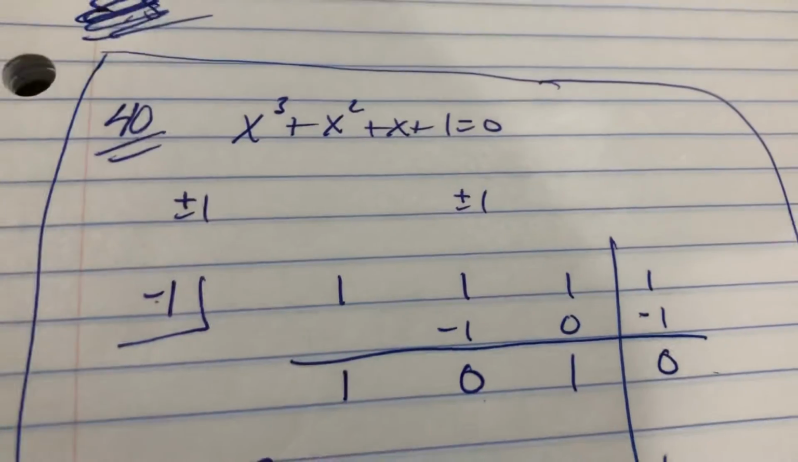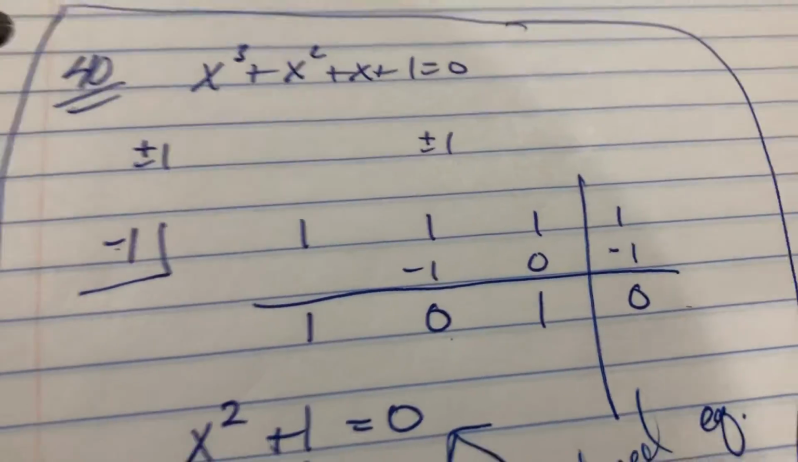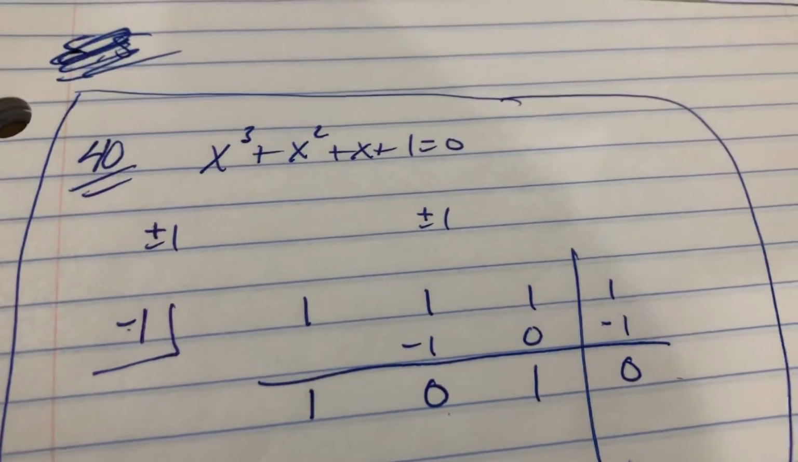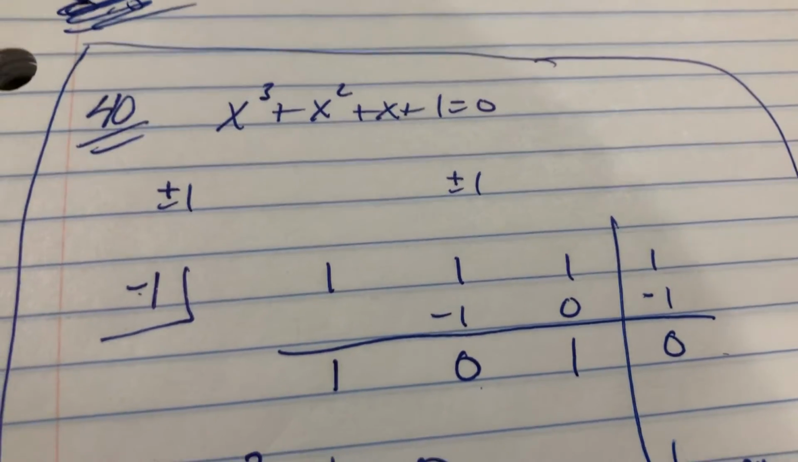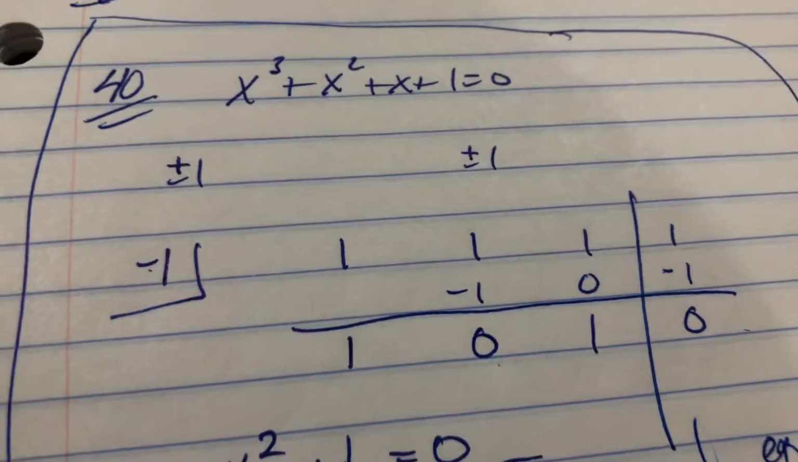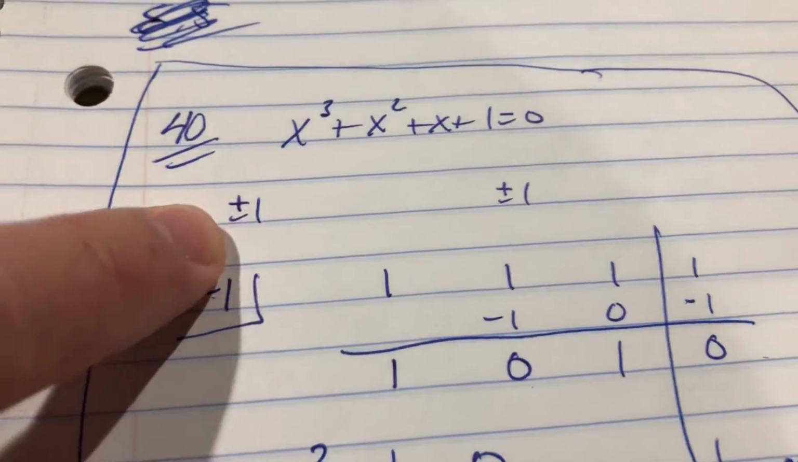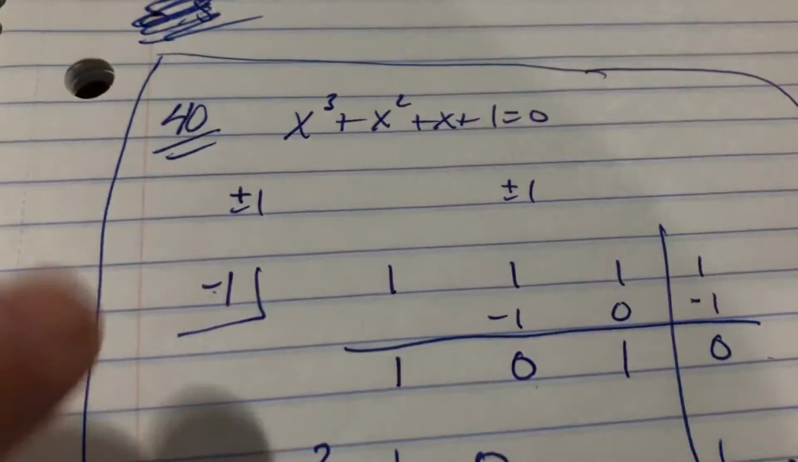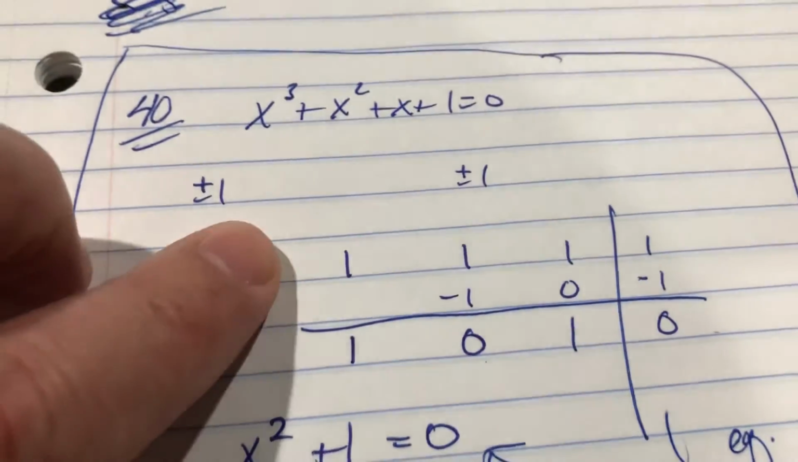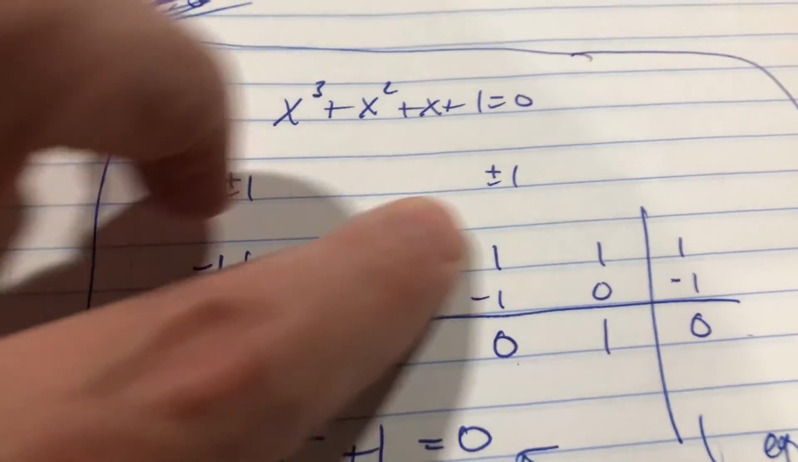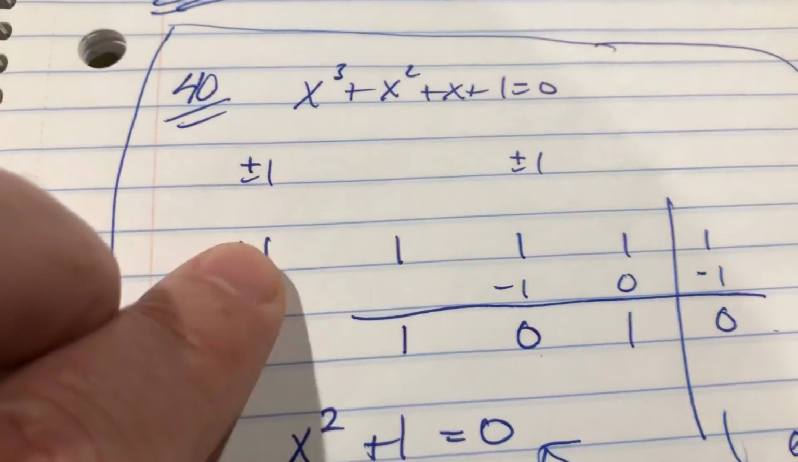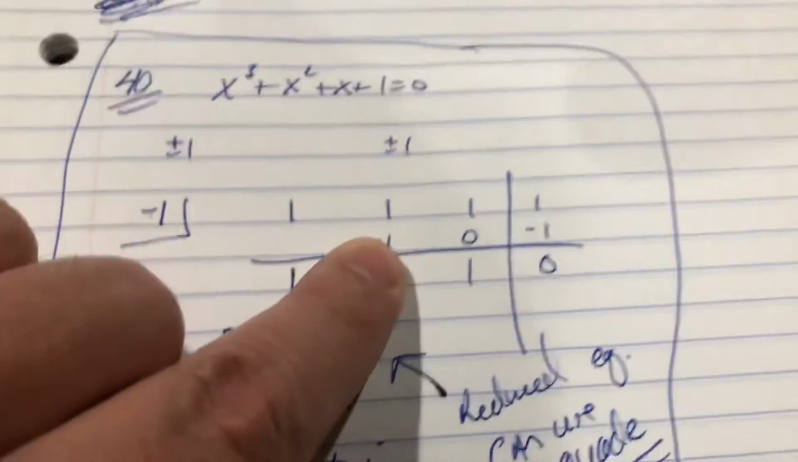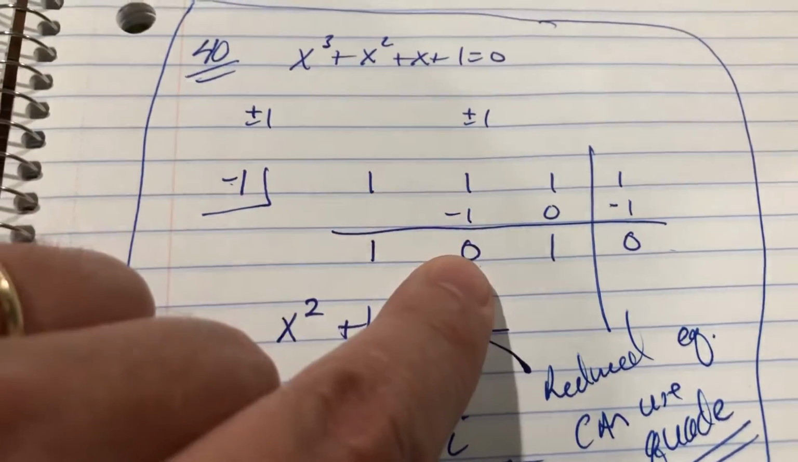Now number 40 says, let's find all of the roots, both real and non-real. And your function starts off being x cubed plus x squared plus x plus 1, and we set it equal to 0. Well, our factors of the lead coefficient are plus or minus 1, same thing as the constant. So I took negative 1 as my root, and I have my 4 ones, the 1, the 1, the 1, and the 1. I brought the 1 down. Negative 1 times 1 is negative 1. And I add those, I get 0.